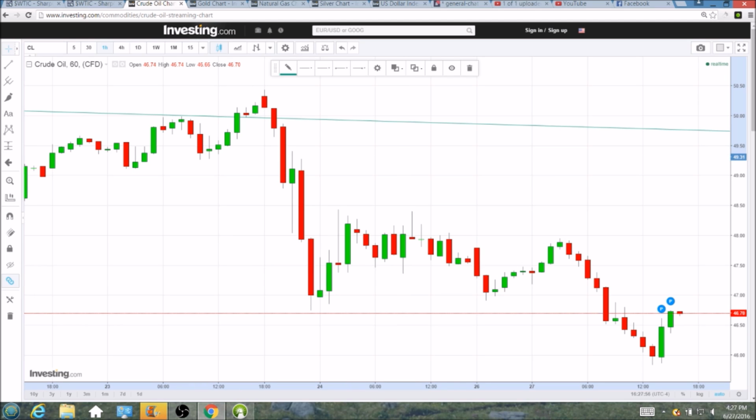So that's the rundown with oil. We'll be back in tomorrow to check in and see what kind of follow through the bulls did have. A 45.84 break is a bearish indication.